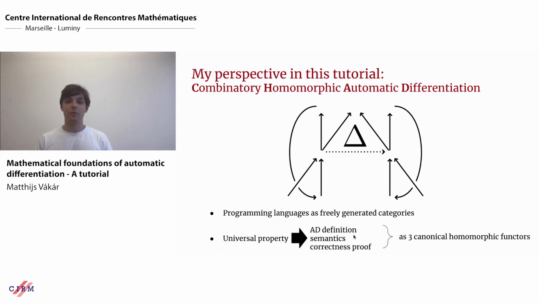The semantics of our language will arise as one of these homomorphic functors as well. And so will the correctness proof of automatic differentiation, which makes use of both of these previous functors, right? It makes use of the definition and the semantics. And I'll show you that this works for at least 4 different automatic differentiation algorithms and some more. We'll see that by varying the categories that we work with, by varying the base cases in the definition of automatic differentiation, we get different canonical automatic differentiation functors together with their correctness proofs.